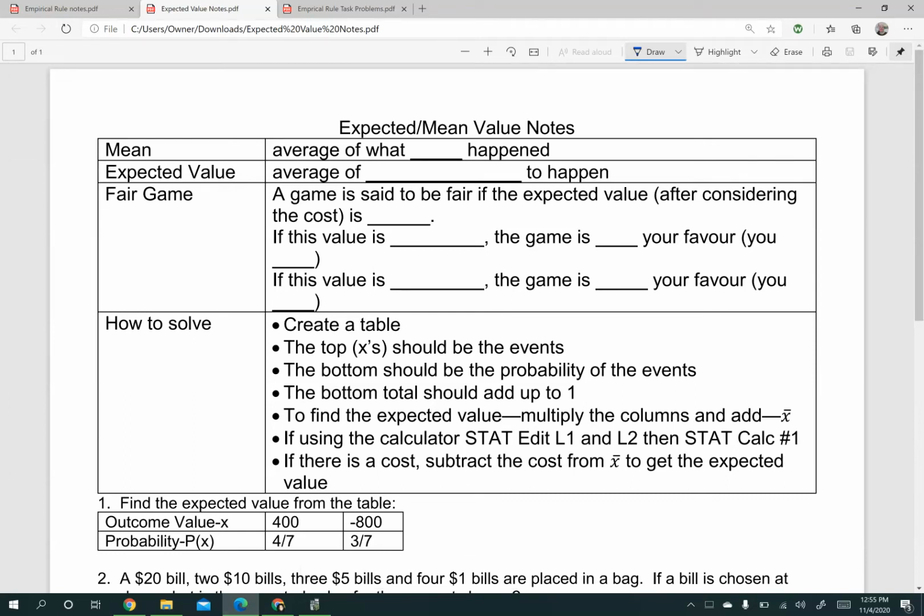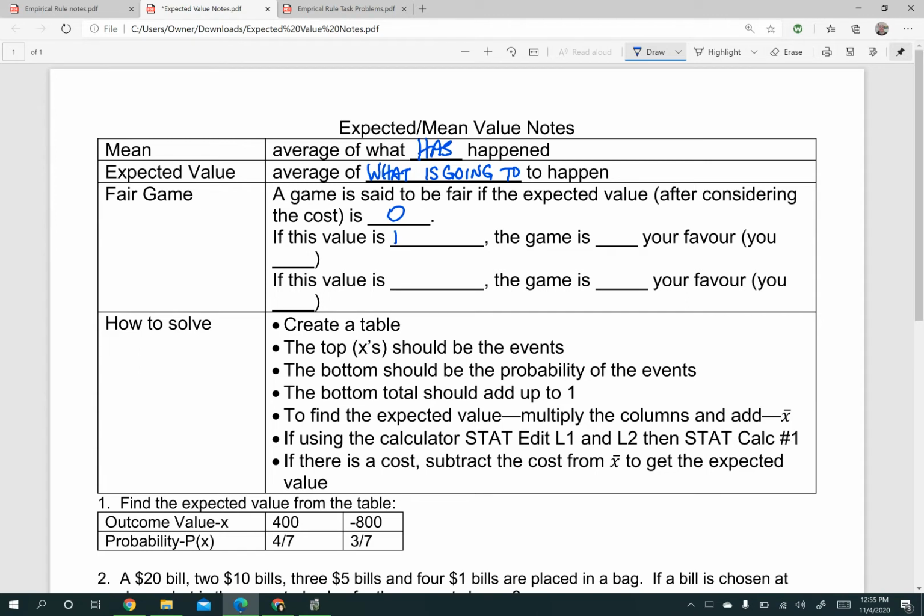All right, as we start statistics and we're talking about expected or mean value, the mean is the average of what has happened, and the expected value is the average of what is going to happen. And we're going to talk about fair games while we're doing this. A game is said to be fair if the expected value, after considering the cost, is zero.